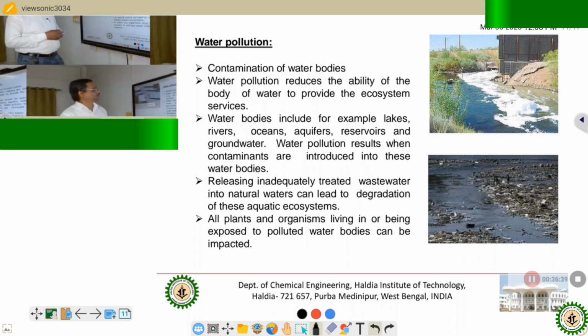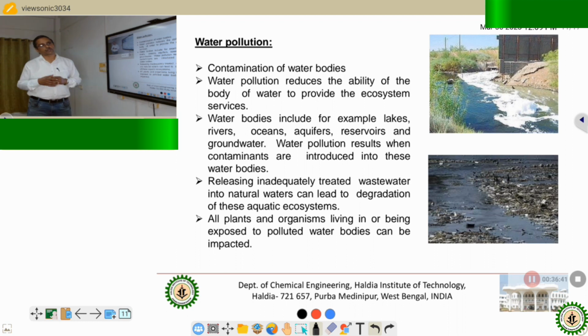So that water is very harmful to aquatic animals, and in most cases we have seen dead animals, different types of fishes and other things, coming out and floating on the water. That can be prevented, and we should take proper measures so that this does not happen. Water pollution reduces the ability of a body of water to provide ecosystem services. If the aquatic animals are dying or are not fit for that environment, then definitely that ecosystem will be hampered.